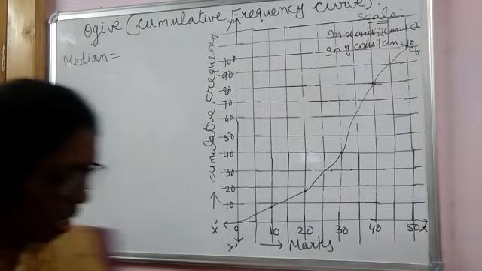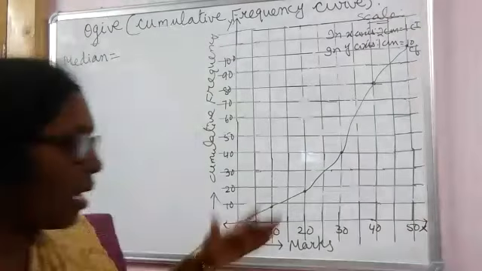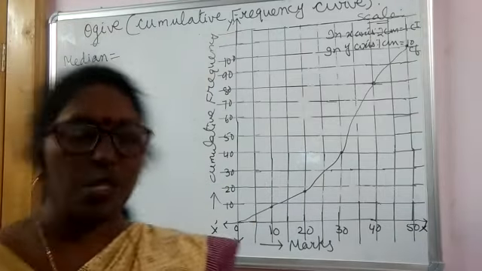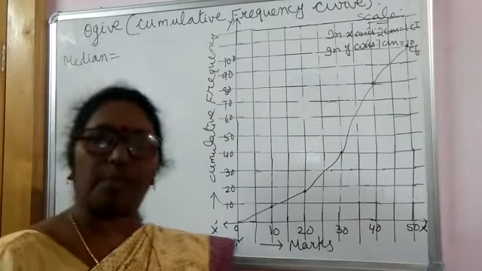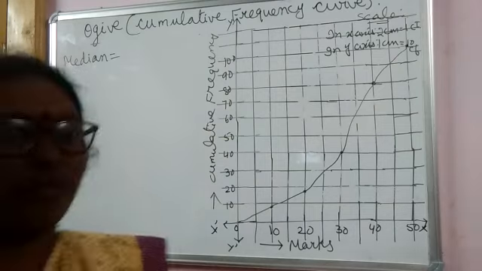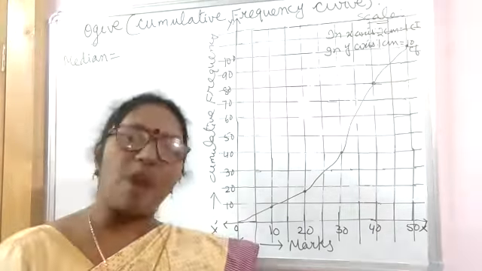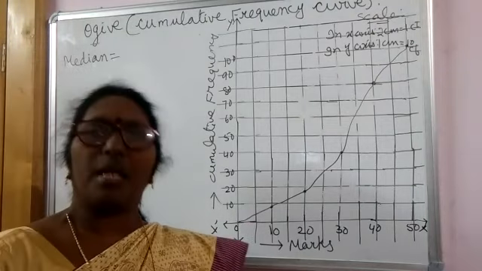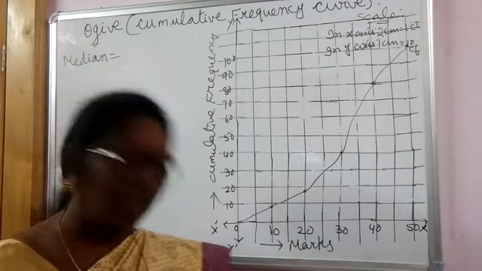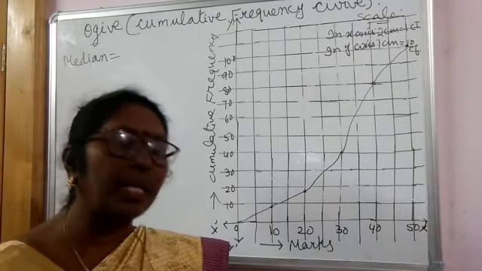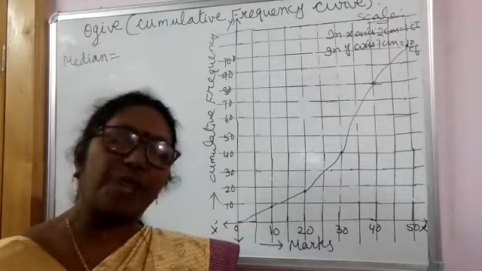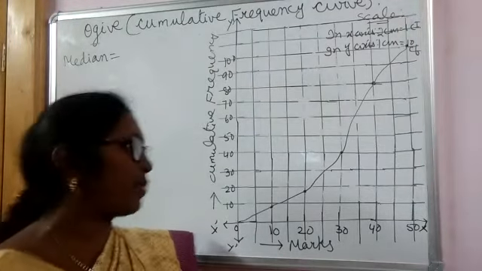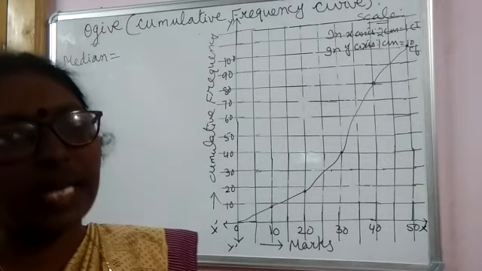Median. You know that in order to find the median, the total number of students divided by 2. Median is the n by 2th term. Actually, if n is even, we used to find half of the n by 2th term plus the n by 2 plus 1th term, in order to find the median for an even number of observations. But here, for the graph, no need to do that. Directly you can take the n by 2th term. And if the number of observations is odd, you can take the n plus 1 by 2th term. If the number of observations is even, you can take the n by 2th term.